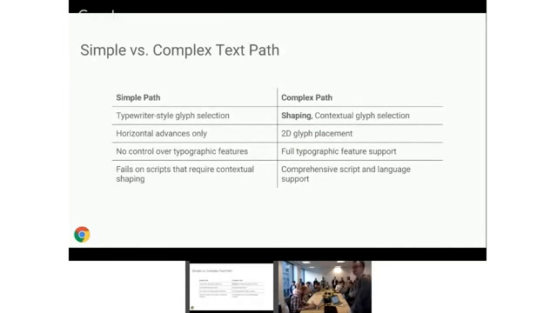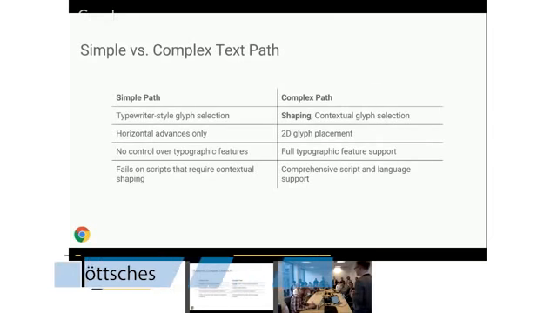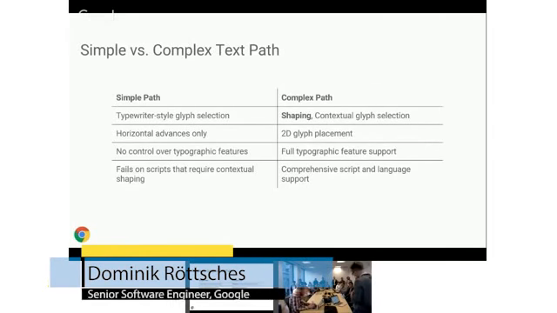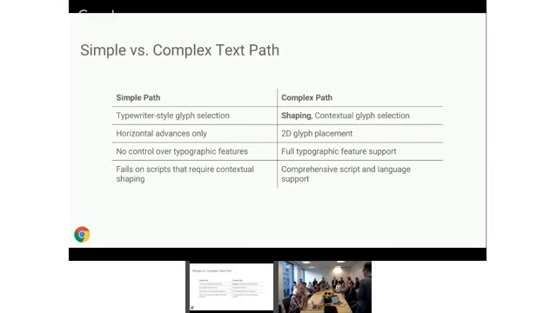So as a summary, the simple pass does typewriter-style glyph selection for each character. Typewriter style, because just like in a typewriter, you place the glyph by putting one block there and then moving forward. You don't look left and right for context. The complex path does shaping and contextual glyph selection. The simple path does horizontal advances only, and the complex path does 2D glyph placement. So in the example with the combining marks, you also have vertical coordinates.